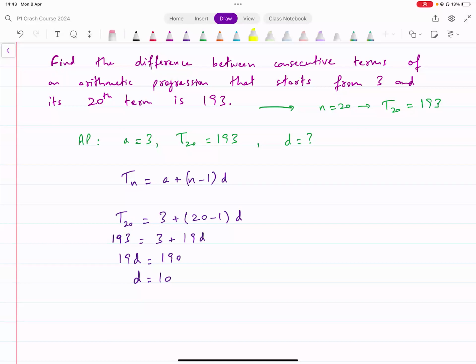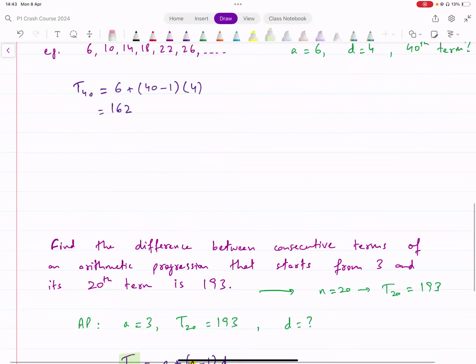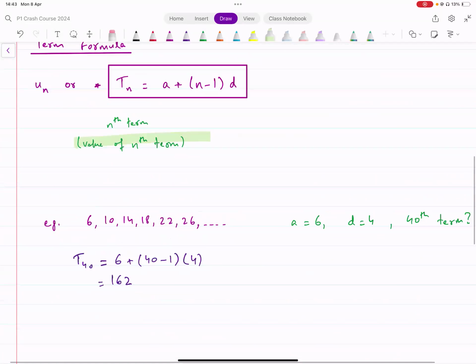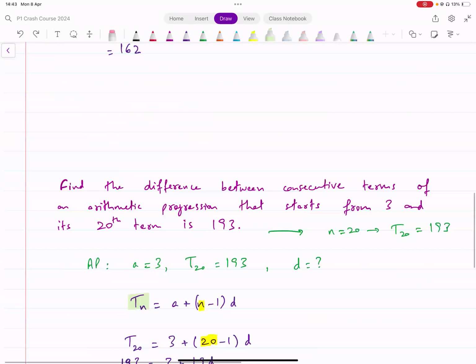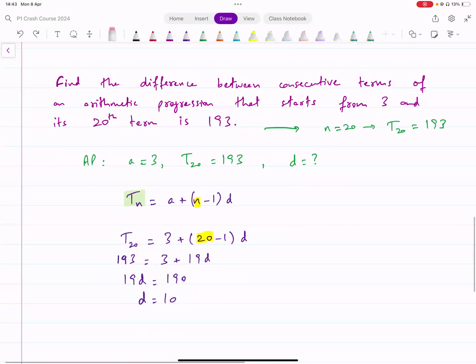So that's what we've done here. In place of n, we have put 20. And what's the value of the nth term? Tn represents the value of the nth term, right? What the number is on that position. Instead of T20, therefore, we input 193. That's all that we do. When n is equal to 20, the value of that term is 193. So we're just inputting values in the formula.